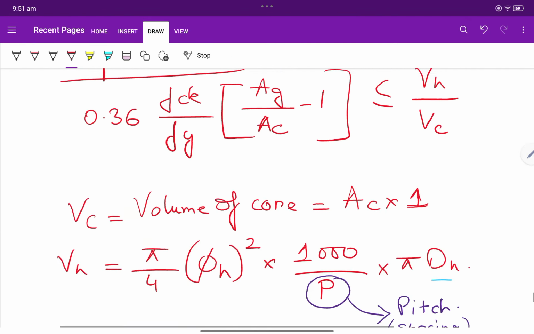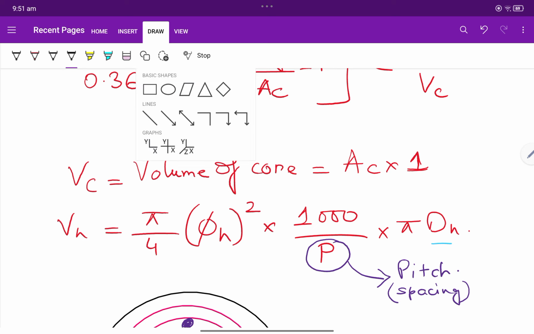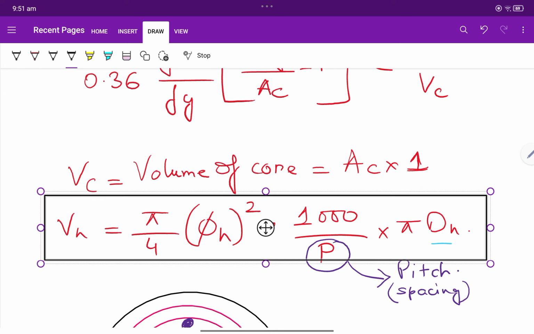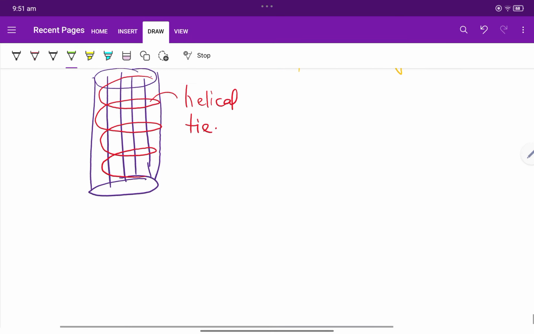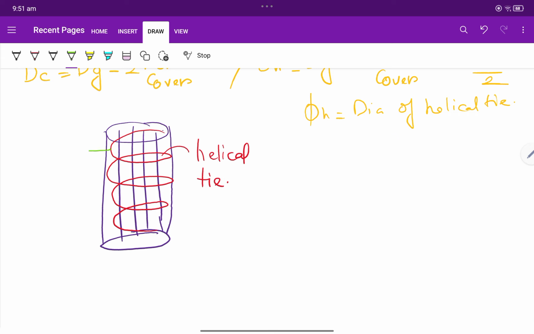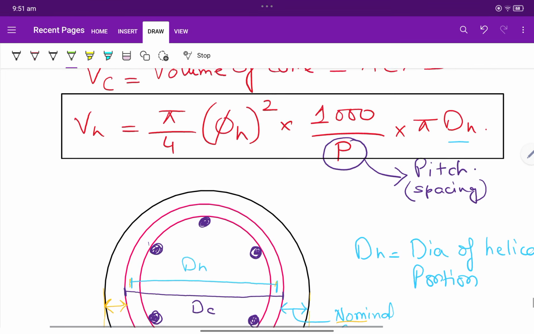One thing, if you could not get this formula, how it is coming, we will see how this formula is coming. Let's say from this part to this part is the spacing. This is the pitch. And this is the volume of the helix.